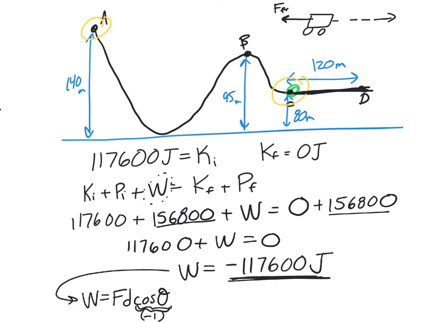So we have work is equal to force times distance, so we have -117,600 equals the force, which is what we're looking for, times the distance. And it said it's going to take 120 meters to stop. So we're just going to divide that. So you would need a hefty 980 newtons of friction to slow that down.